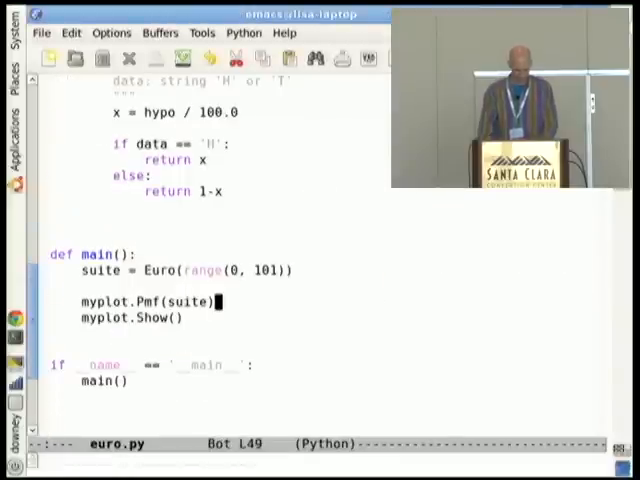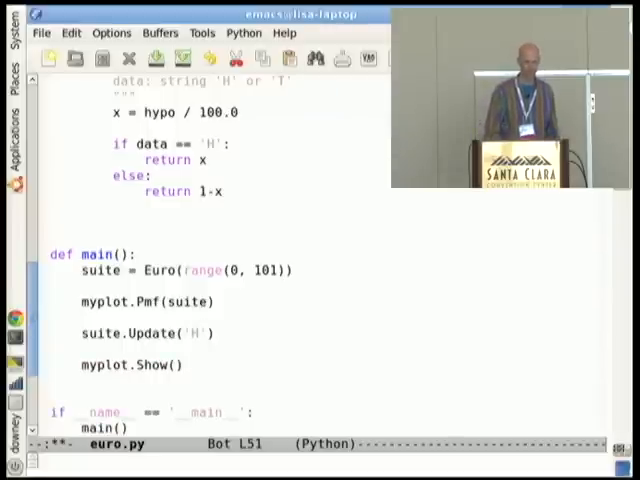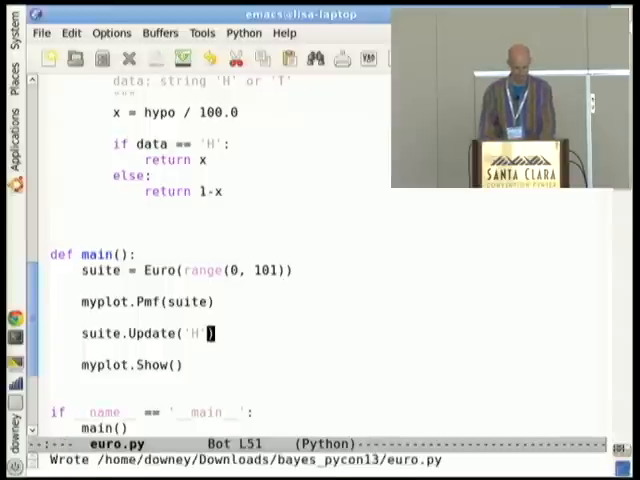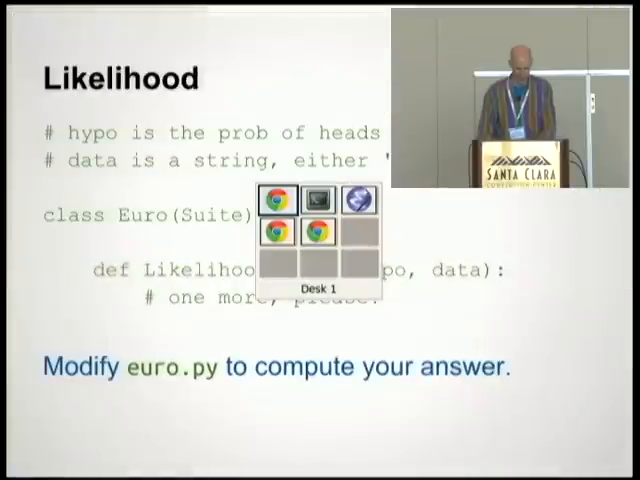And let me just remember what the data is. Oh, sorry, I haven't got the update yet. We need to do one more thing. So here is my prior belief. And now before I call it, let's do sweet.update. And let's give it one heads. And I forget, have we looked at the prior? We didn't look at the prior. Let's do that.